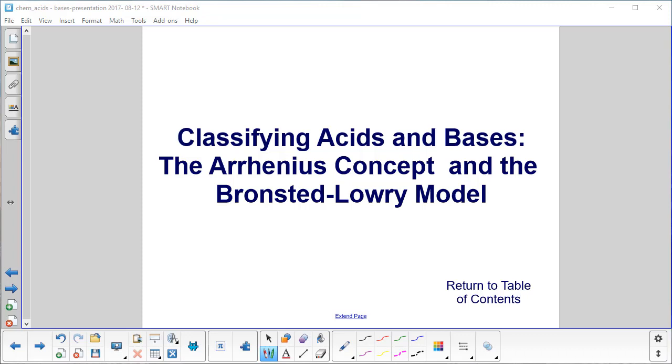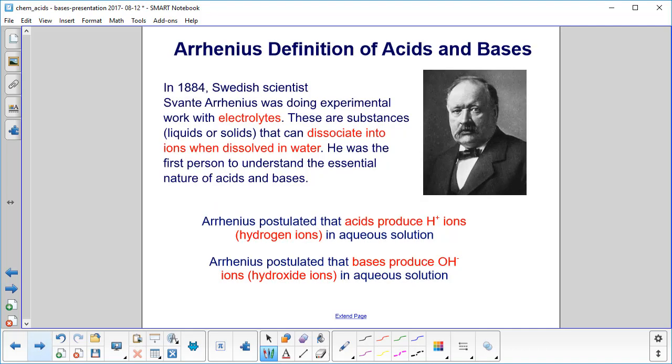Classifying acids and bases. We're going to talk about two of them in this section, the Arrhenius concept and the Bronsted-Lowry model. In 1884, Swedish scientist Svante Arrhenius was doing experimental work with electrolytes. These are substances, which can be liquids or solids, that dissociate into ions when you dissolve them in water.